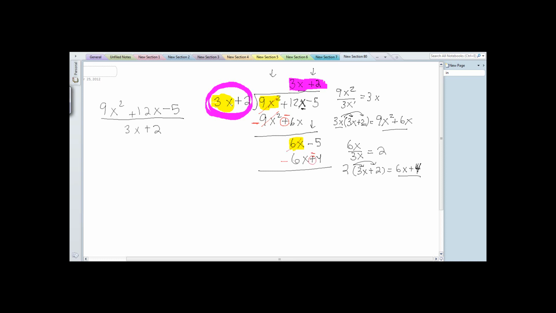So 6x minus 6x is 0, so that cancels. But we have now minus 5 minus 4, which is minus 9. That's why it's very important to make sure that you have your signs correct when you subtract. And now that is minus 9 out of what? Well, it's minus 9 out of what we circled here, 3x plus 2. So again, your final answer for this is 3x plus 2 minus 9 out of 3x plus 2.